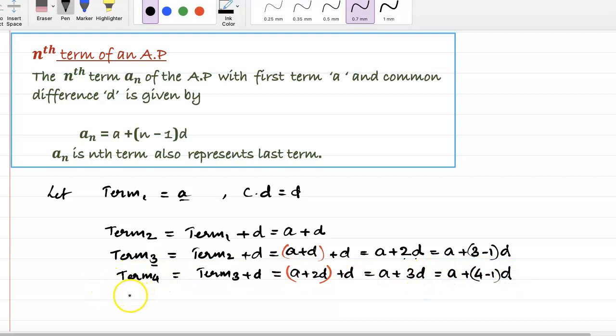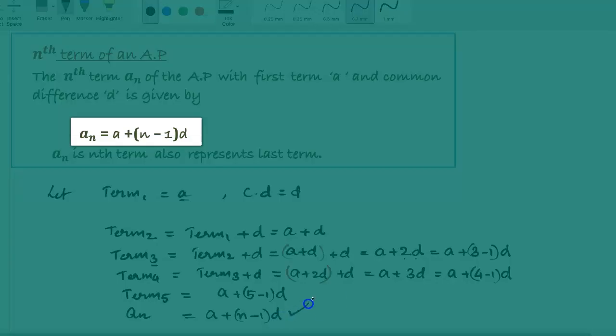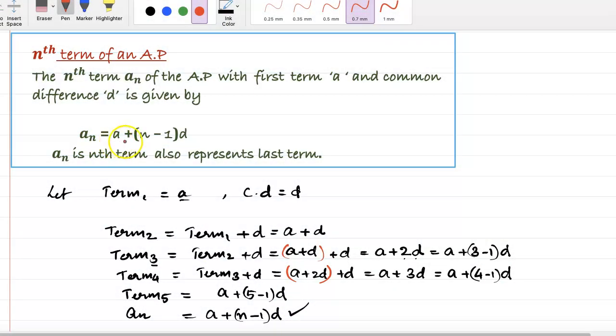So term 5, according to this, we can write A plus 5 minus 1 into D, which means A plus 4D. So then, what is the nth term of an AP, AN? AN is A plus N minus 1 into D. So the nth term of an AP is A plus N minus 1 into D.